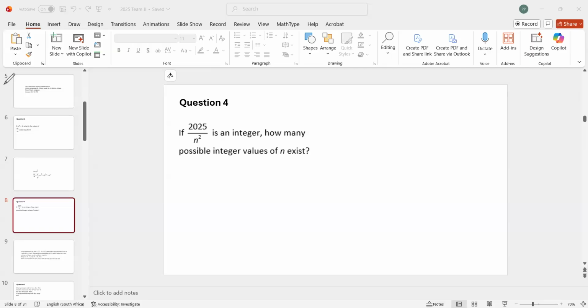By inspection, you can see n could be 3 or 5. The same with 25. You can see 25 goes exactly into this number. So n squared could be 25, because if you divide 2025 by 25, you get an integer. So n could be either 5 or minus 5. So already you've got 4 possible values for n. The question is, how many are there altogether?